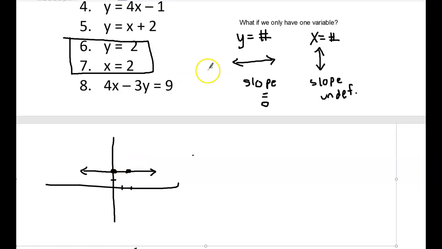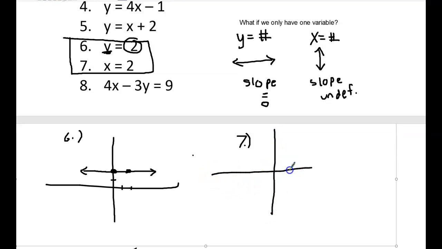But anyway, basically, all you have to do is find the number on the axis of the variable that you have and draw a line through it. So let's do number 7. For number 7, it's x equals 2. So in this case, I want to find where x equals 2. Well, that's on the x-axis, right?